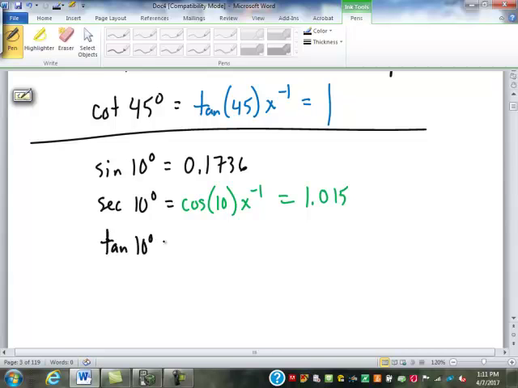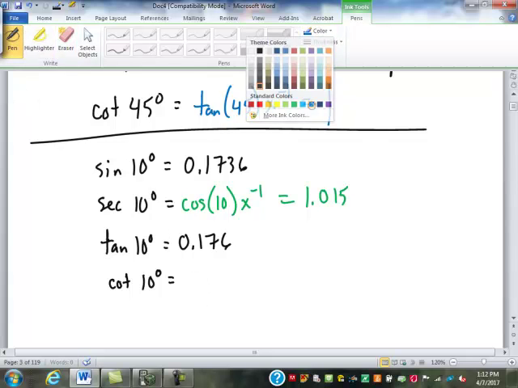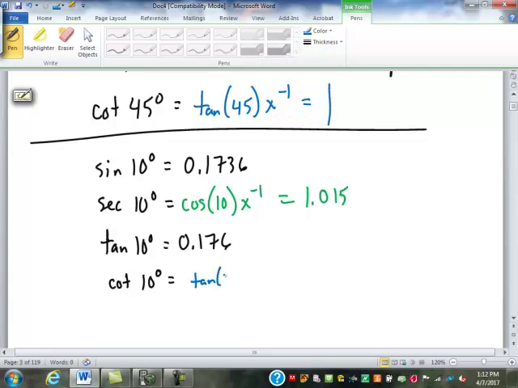Tangent 10 degrees. 0.176. Cool. Cotangent of 10 degrees. Perfect. So the tangent, put the 10 in, close the parentheses, x negative 1, 5.671. No calculators.